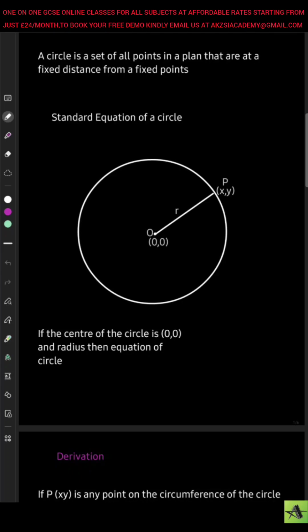Hey everyone! In today's GCSE Maths, we are starting the equation of a circle and its tangent, which is definitely helpful whether you are doing AQA or Edexcel.